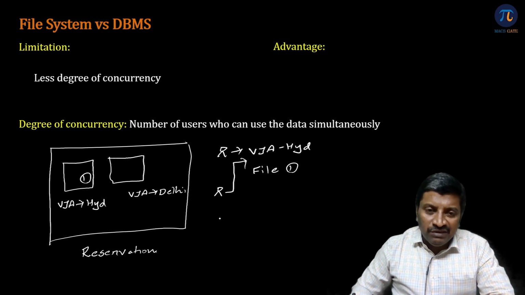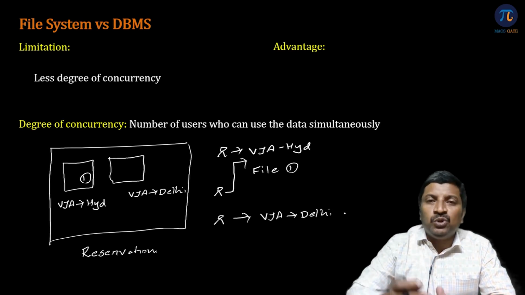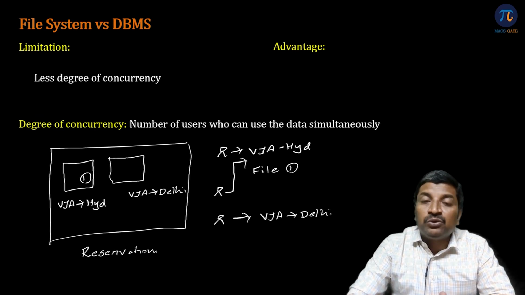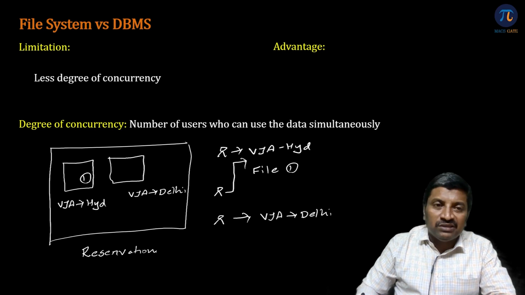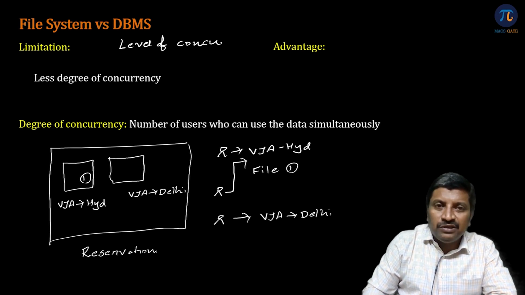Of course, if the user wants to reserve the ticket from Vijayawada to Delhi, he can use the second file. That means two users can use two different files at the same time, but two users cannot use the same file at the same time. So here the first one, level of concurrency. This is only up to file level.